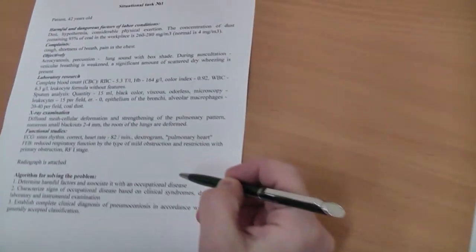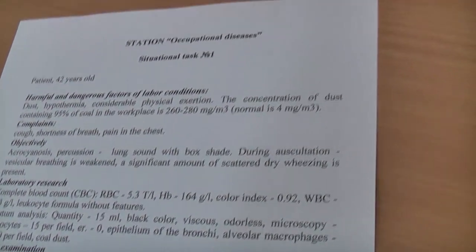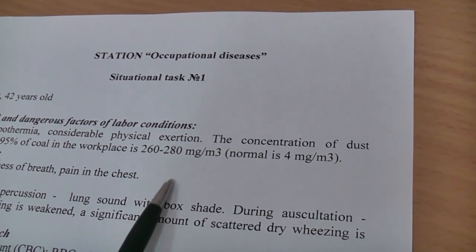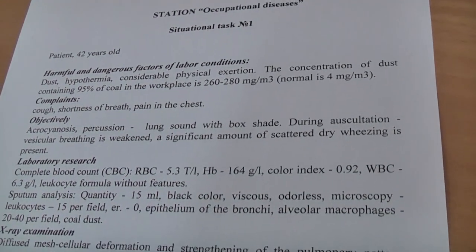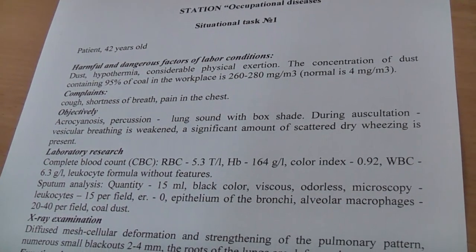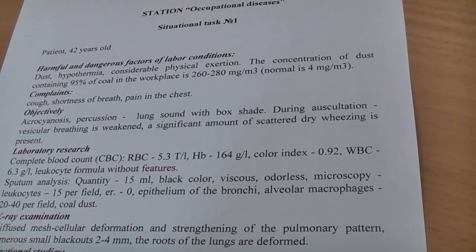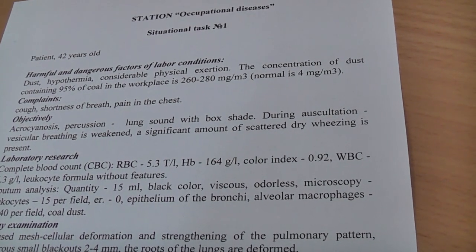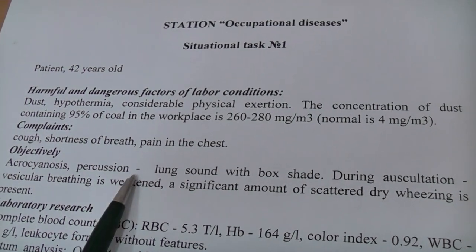First question. The leading harmful factor is coal dust. The maximum permissible concentration of dust is exceeded 65-70 times, which corresponds to the fourth class of work. Due to the action of dust, anthracosis develops. Next question. The main clinical syndromes are chronic bronchitis and pulmonary failure.